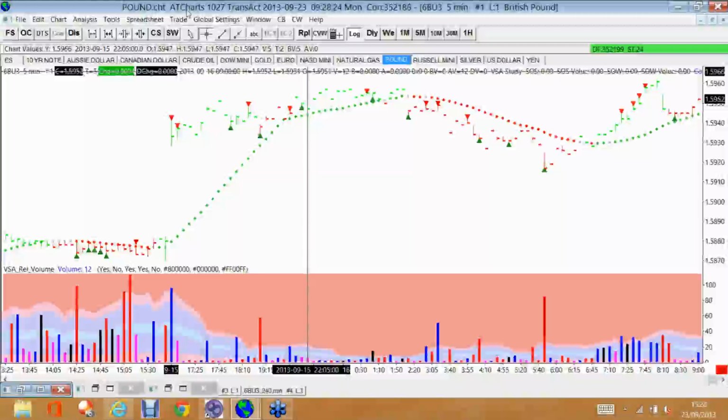Now let's have a look at the volume. The volume on this is pretty low, so it's not going to be a no demand bar here. It's gone a bit quiet. That happens sometimes. After a big move like that, sometimes the market pauses for breath before it takes another leg down.